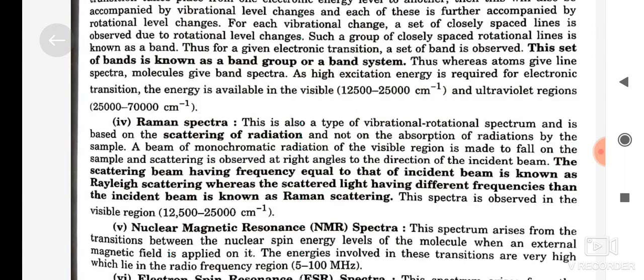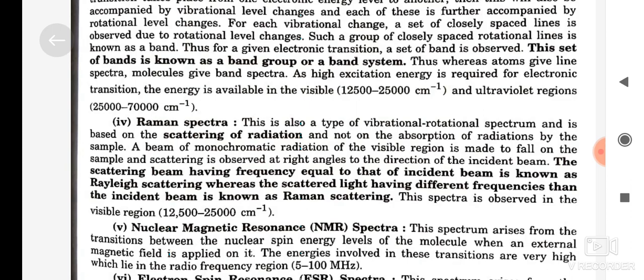Fourth, Raman spectra. This is also a type of vibrational rotational spectrum and is based on the scattering of radiation and not on the absorption of radiation by the sample. A beam of monochromatic radiation of the visible region is made to fall on the sample, and scattering is observed at right angle to the direction of the incident beam. The scattered beam having frequency equal to that of the incident beam is known as Rayleigh scattering, whereas the scattered light having different frequency than the incident beam is known as Raman scattering. This spectra is observed in the visible region.